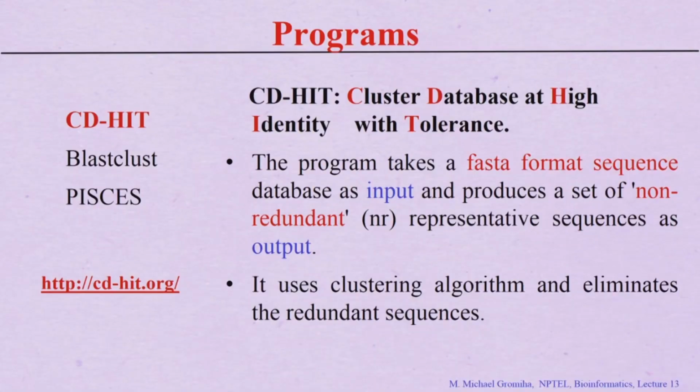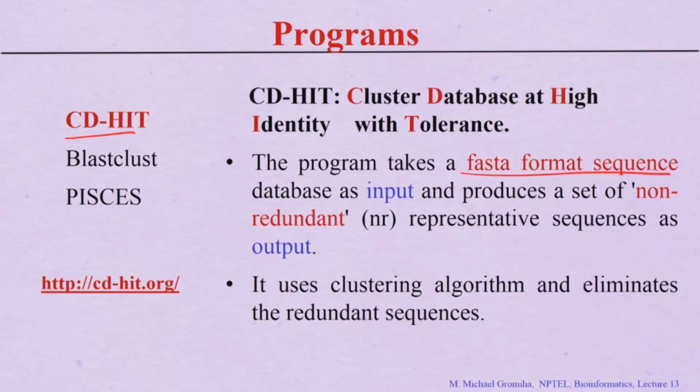One of the most popular software is called CD-HIT. CD-HIT refers to cluster database at high identity with tolerance. So, what does this program do? Our aim is to get the non-redundant sequences. For example, if you have 1000 sequences or 10,000 sequences, you need to extract the non-redundant data from this initial data set. So, here you have to give these sequences as input, because in this case we need to remove redundancy from the sequences.